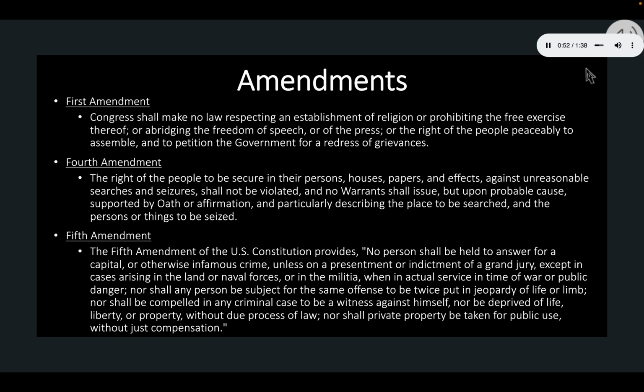Fifth Amendment. The Fifth Amendment of the U.S. Constitution provides that no person shall be held to answer for a capital or otherwise infamous crime unless on a presentment or indictment of a grand jury, except in cases arising in the land or naval forces or in the militia, when in actual service in time of war or public danger, nor shall any person be subject for the same offense to be twice put in jeopardy of life or limb, nor shall be compelled in any criminal case to be a witness against himself, nor be deprived of life, liberty, or property without due process of law, nor shall private property be taken for public use without just compensation.